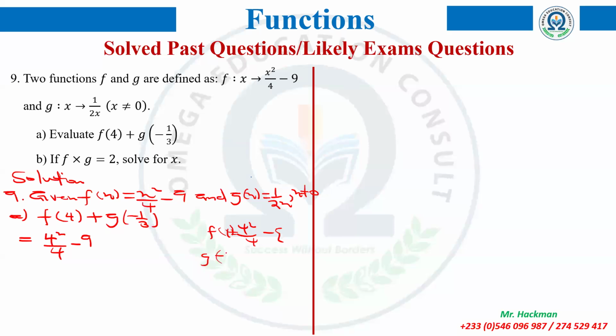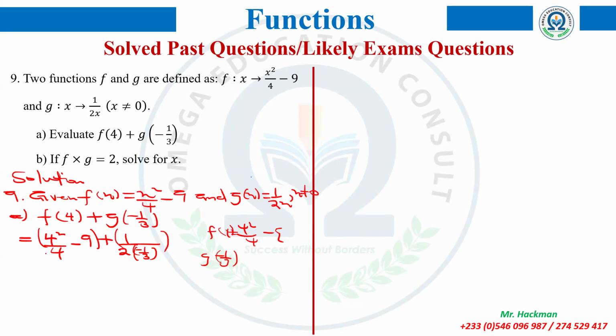And g of minus 1 on 3. Wherever you see x in g of x becomes minus 1 on 3. So it will be plus, what do we have? This is 1 over 2, there is x here, and that x becomes minus 1 on 3. All correct? Yes, please. So at this point, indirectly, you can see that you are dealing with order of operation. But take note, this is a function on its own. This is also a function on its own. So as I said, anytime you are substituting, put it in bracket for safety reasons. So I'm going to put this in bracket.